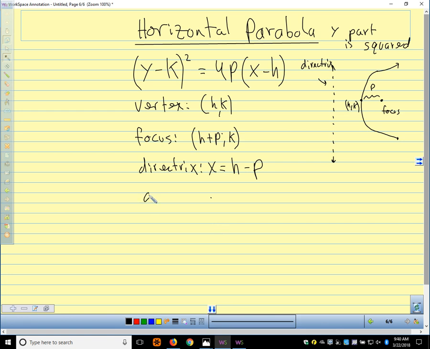The axis is a horizontal line now, and it goes through the vertex and the focus. So that's going to be the horizontal line, y equals k. If p is positive, our parabola opens right. And if p is negative, our parabola opens left.